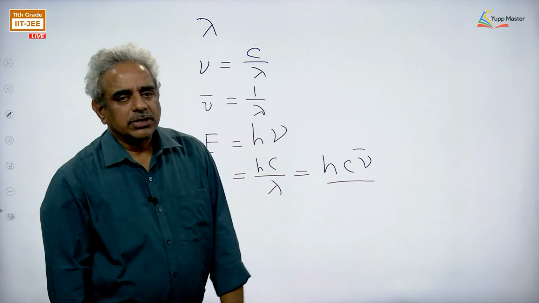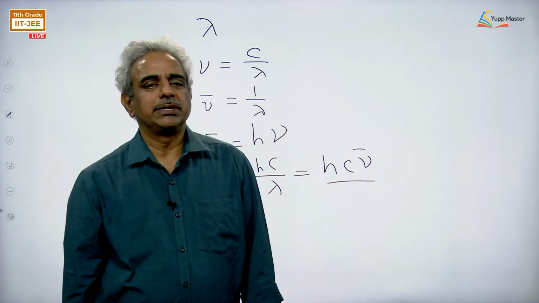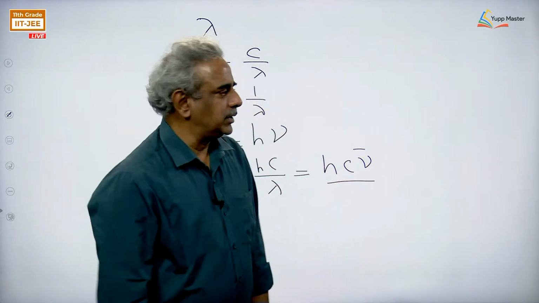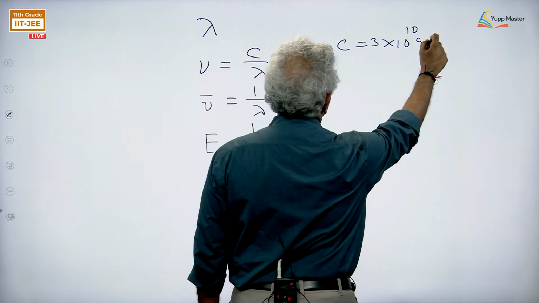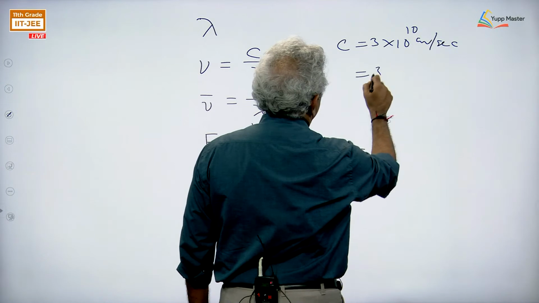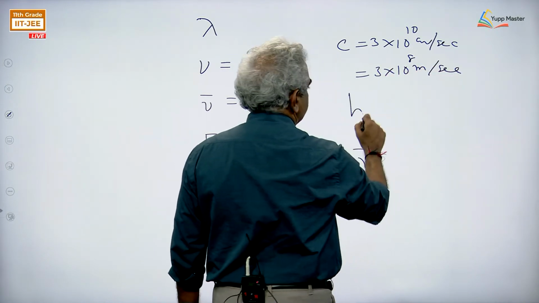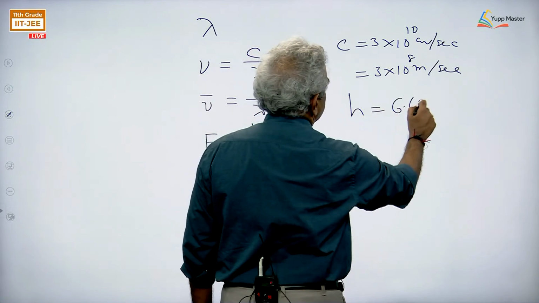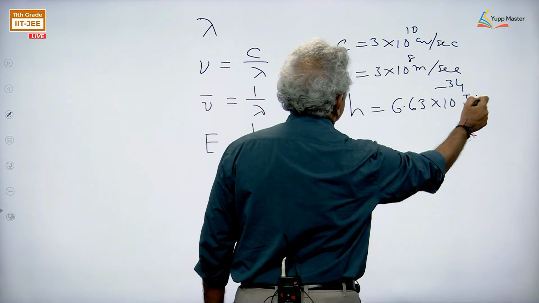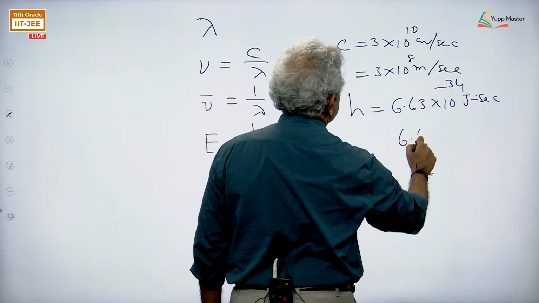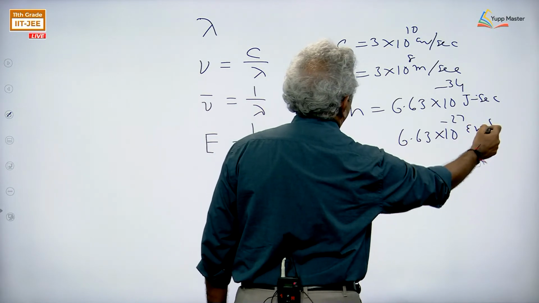And in these calculations, you have got two very popular constants. One is the velocity of light, 3 into 10 power 10 centimeters per second, or 3 into 10 power 8 meters per second. The other one is Max Planck's constant, 6.63 into 10 power minus 34 joule seconds, or 6.63 into 10 power minus 27 erg seconds.